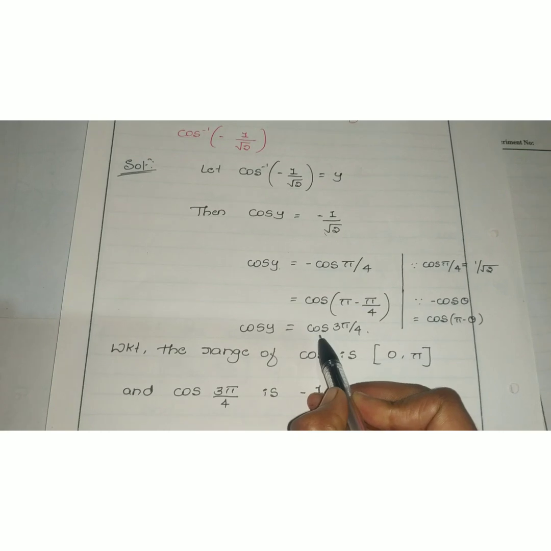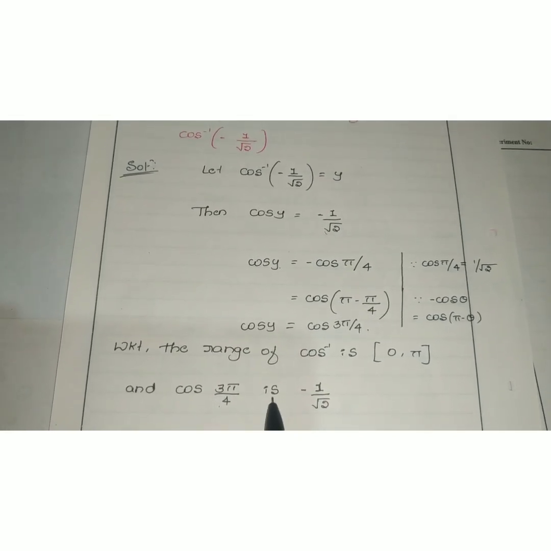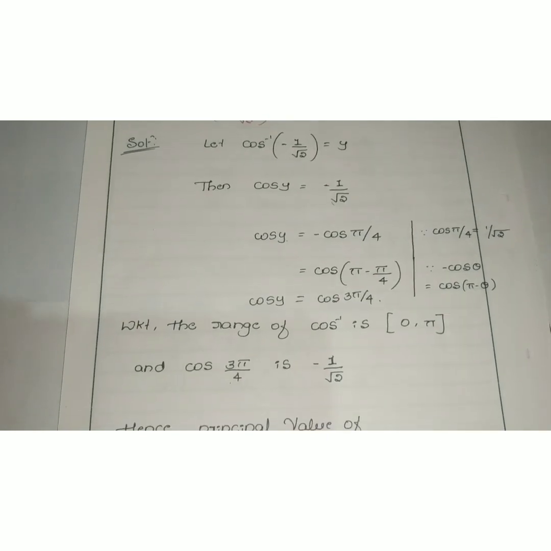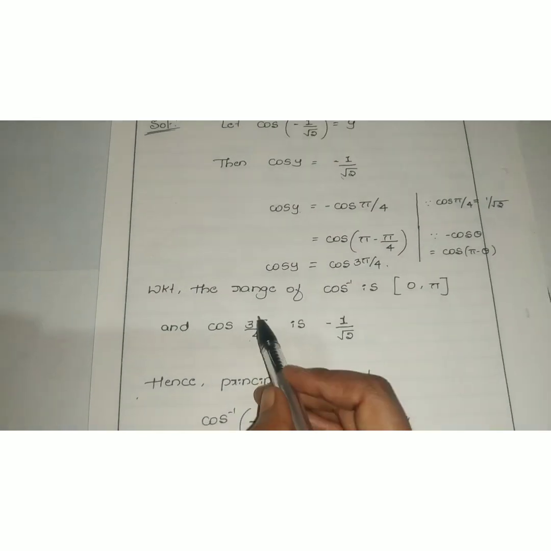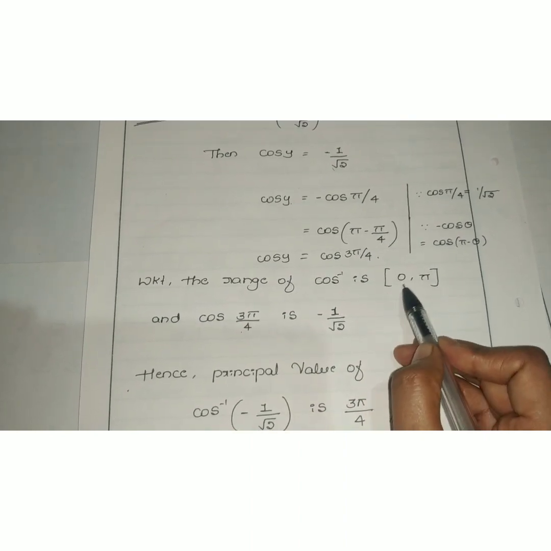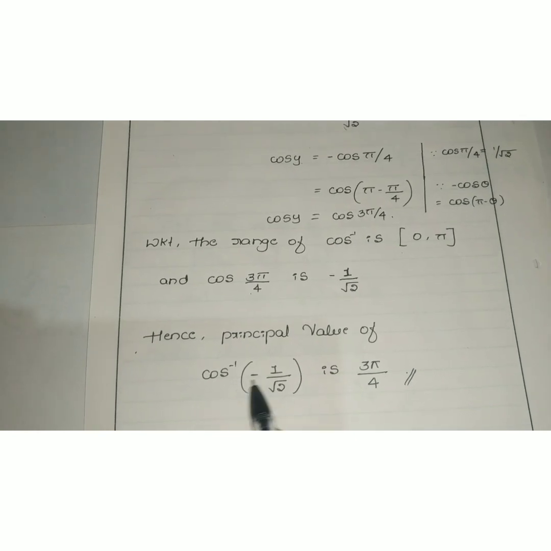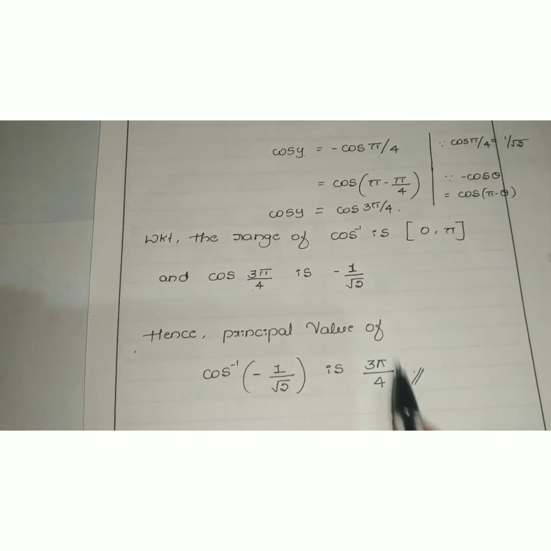Cos y equal to cos 3 pi by 4. Cos 3 pi by 4 value is minus 1 by root 2. And 3 pi by 4 lies in the closed interval 0 to pi. Hence the principal value of cos inverse of minus 1 by root 2 is 3 pi by 4.